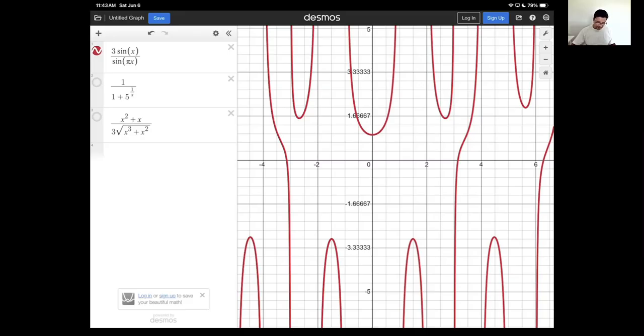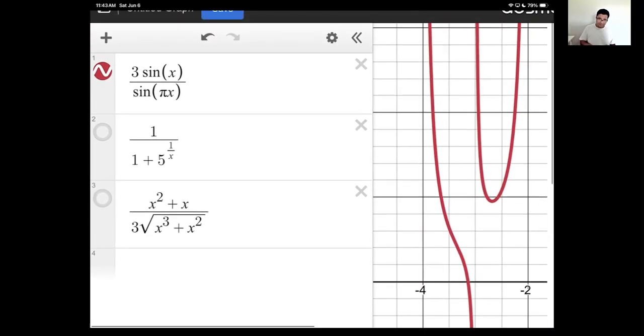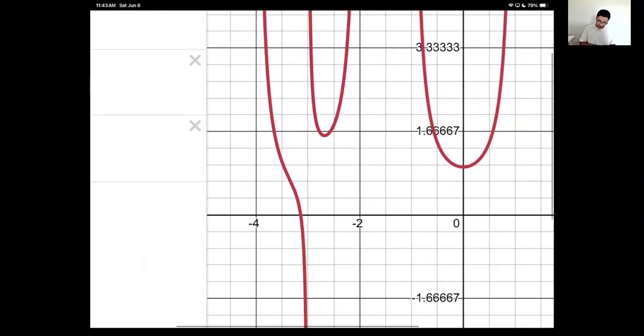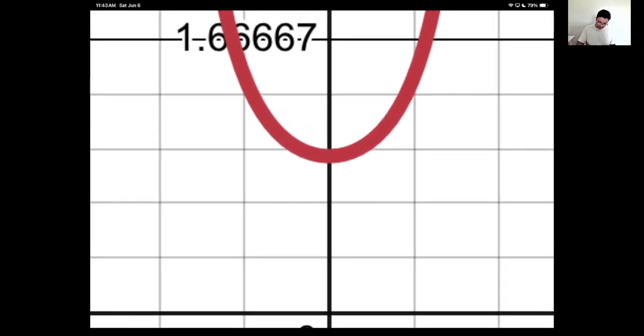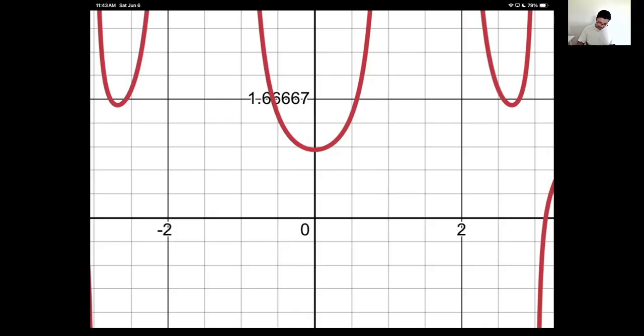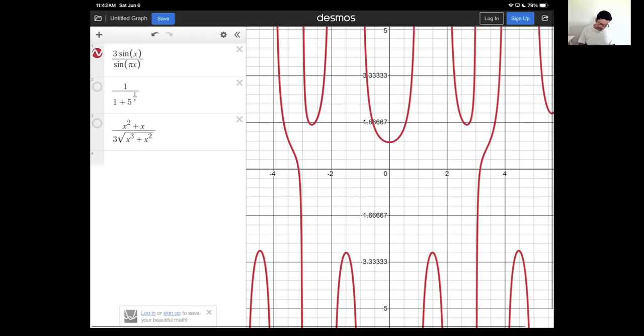I have taken here the Desmos graphing tool. You can do it online in a browser, or you can install an app on your device. This is an app I installed on iPad. The first function you can see on the top left. I don't know if you can zoom in. Yes, I can zoom in. That's the function 3 sine x over sine pi x. And we're looking at the limit as x approaches 0, right? So what do you see here? Close to 0, that's the limit you are getting, right?